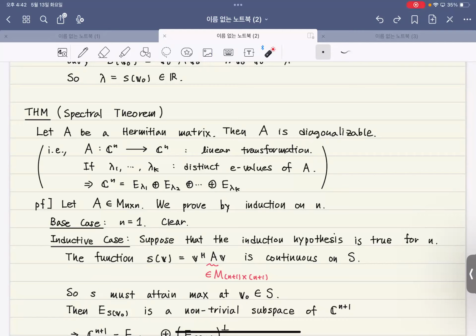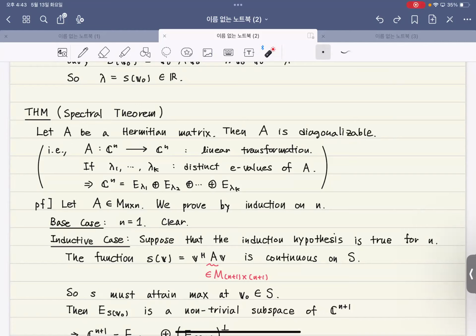Combining all this, you can say something like this. If your matrix A is a Hermitian matrix, then you can find an eigenbasis of Cn which is also mutually orthogonal. So you can find not only eigenbases, but mutually orthogonal eigenbases. Isn't that amazing? This is not something that you can expect from arbitrary matrices. This is only true for Hermitian matrices.